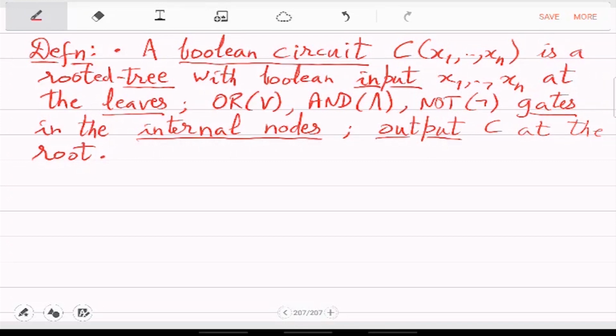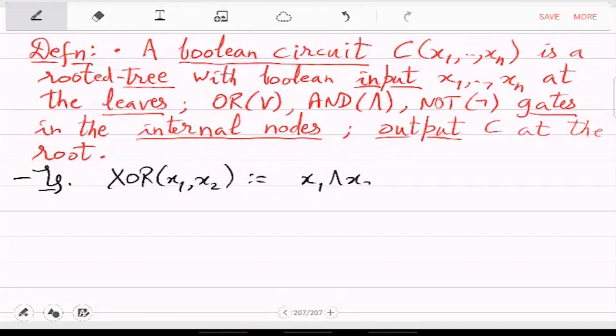So let's see an example. So the XOR operation on two variables does what? It's basically addition mod 2, right? So if both are 1, it's 0. If both are 0, it's 0. Otherwise, it's 1. So x1 and x2 bar, or x1 bar and x2. That's the XOR function.